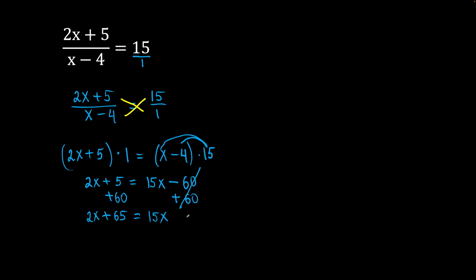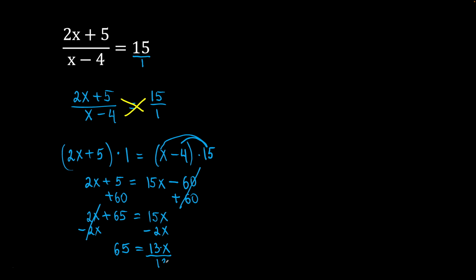What do we do next? We want to have x on the right side. So we take 2x and bring it to the other side with the opposite sign. Or we subtract 2x from both sides. So 2x minus 2x will give us 0. We have 65 is equal to 15x minus 2x, which is 13x. Okay? So what do we do next?